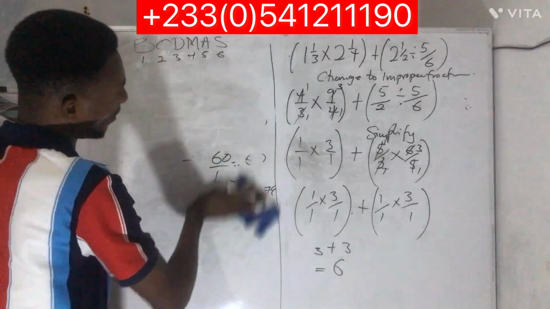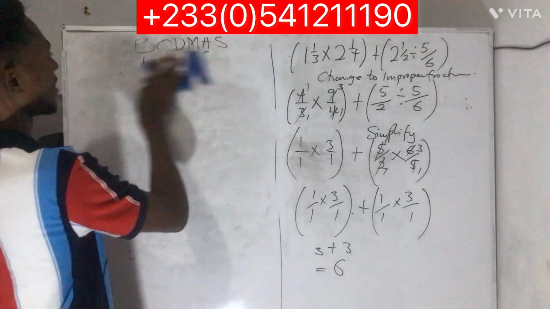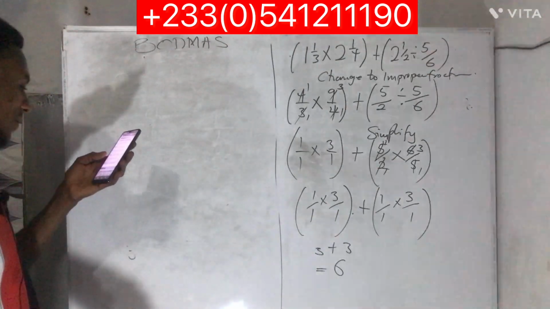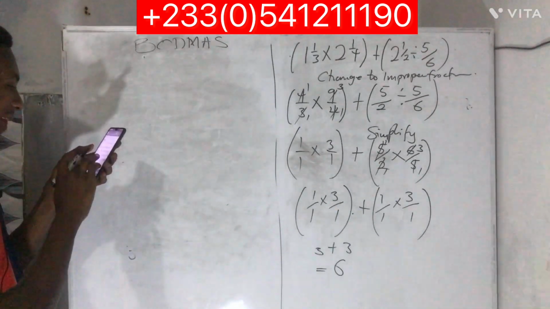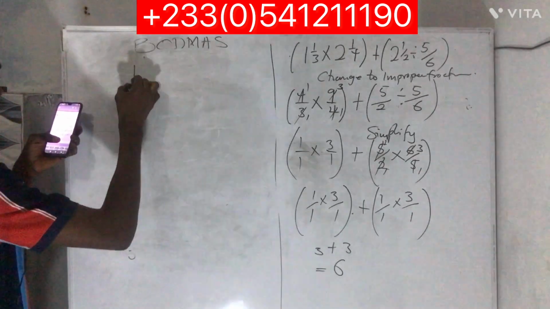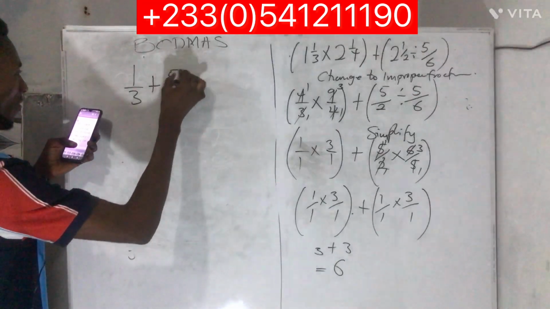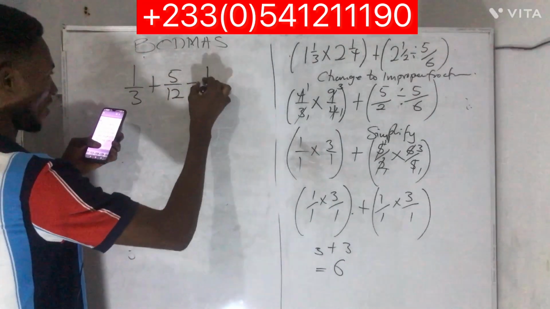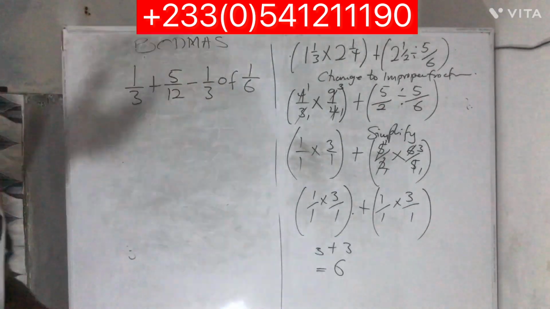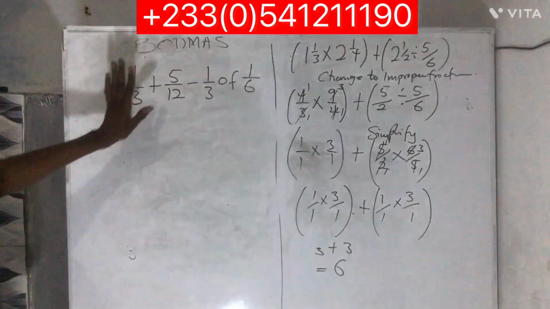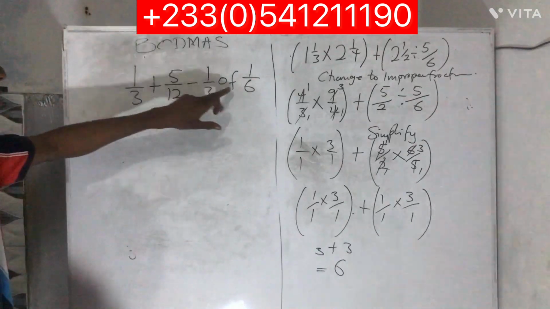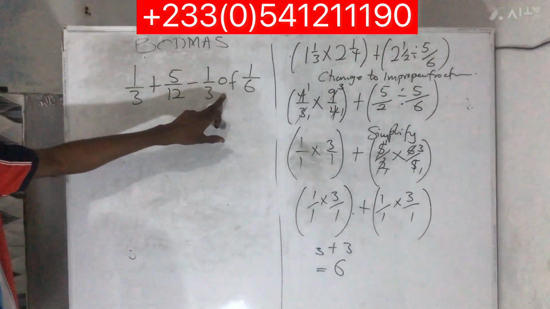By the time we finish solving about 5 or 6, 7 questions, you will become familiar with all these petty things. All right. So let's do 1 over 3 plus 5 over 12 minus 1 over 3 of 1 over 6. Now, when you see this question, what comes to your mind? You have to deal with them aside. Do we have bracket in it? Do we have off in it? So we handle off. When we handle off, what do we do? We multiply. Do you get it?